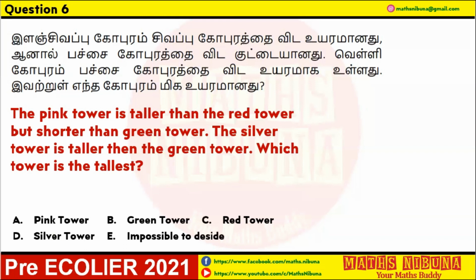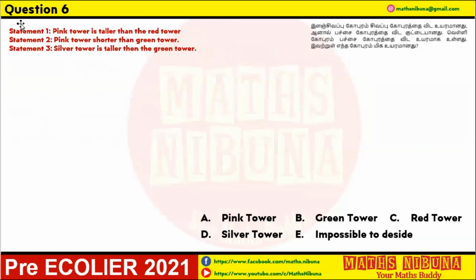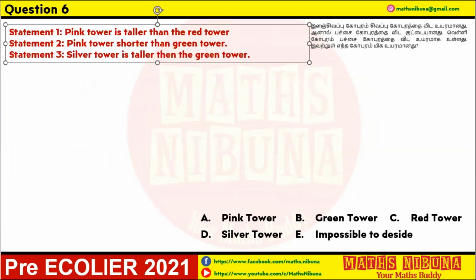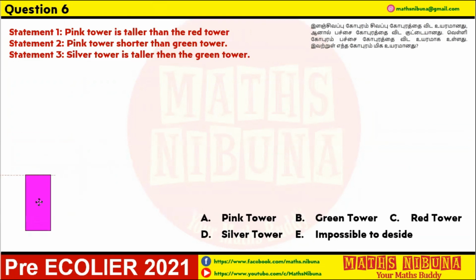Okay, to solve this question, let's write down the statements. The first statement says the pink tower is taller than the red tower. At the same time, they say the pink tower is shorter than the green tower. And the third statement is the silver tower is taller than the green tower. Now we start with the pink tower. Let's say this is my pink tower. First, I just put a pink tower.